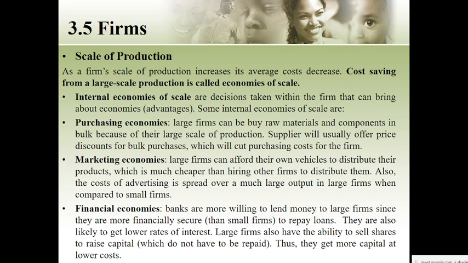Purchasing economies. A large firm can buy raw materials and components in bulk because of their large scale of production. If you are purchasing something in bulk, then you would be in a position to get some kind of discounts. Ultimately, this purchasing decision would be beneficial for the organization. Okay. Marketing economies. A larger firm can afford its own vehicles to distribute its products, which is much cheaper than hiring another firm to distribute them. This would be known as marketing economies.